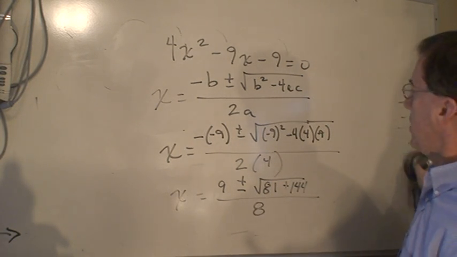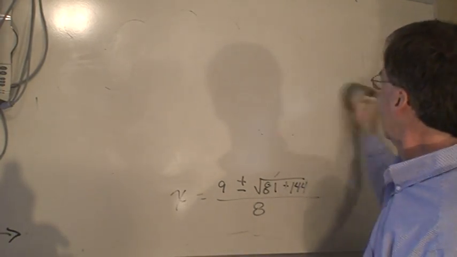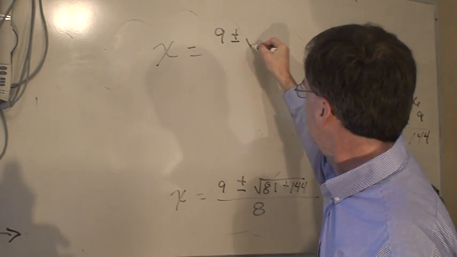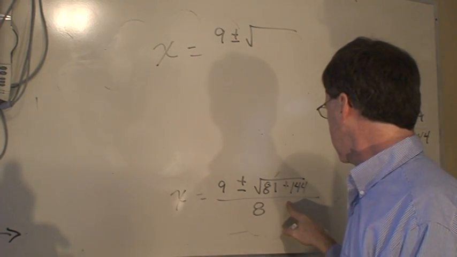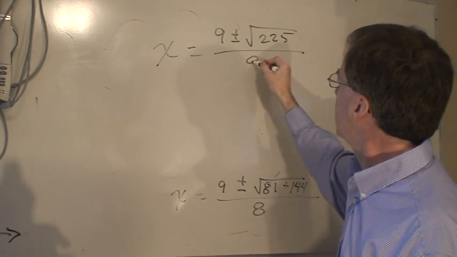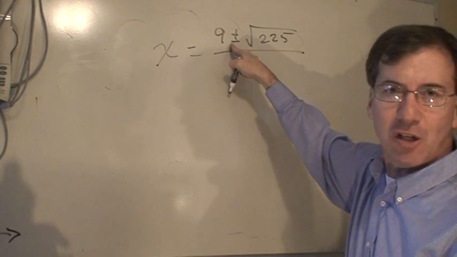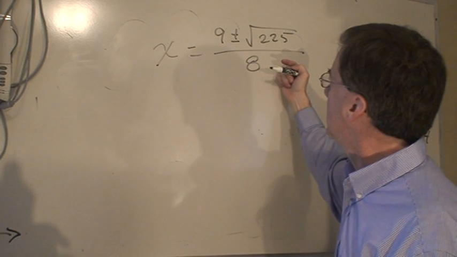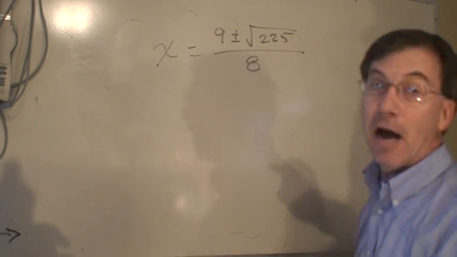Now I'm going to go back up to the top and keep working this problem. Right now I have x equals 9 plus or minus the square root of 81 plus 144, which is 225, all over 8. Now, this plus or minus right here tells me that I have to do both. The square root of 225 hopefully is 15. 15 times 15, 225. That's right, it is 15.